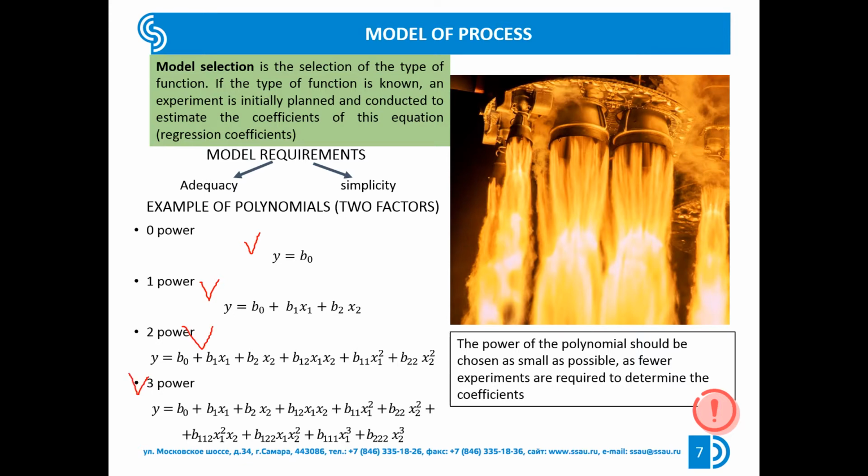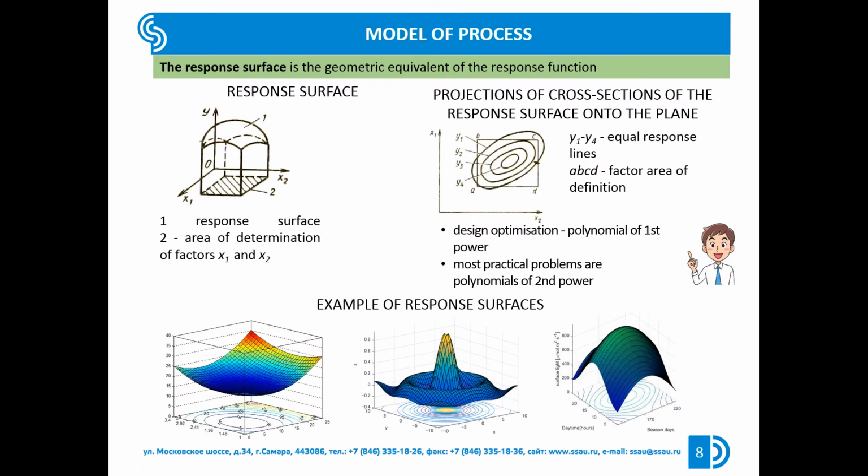The power of the polynomial should be chosen as small as possible. The smaller it is, the fewer the coefficients in the equation, and therefore the fewer experiments are needed to determine them. The response surface is a geometric equivalent of the response function. For clarity, consider a flight recorder with two factors. These can be understood as changes in parameters characterizing thrust control and fuel component ratios. The corresponding response surface is shown in the upper figure, and the projections of its cross-sections on the plane in the lower figure. With more factors, the geometric clarity is lost.